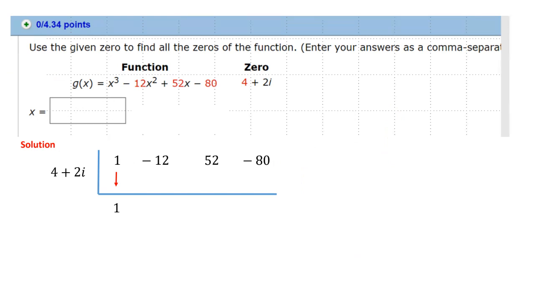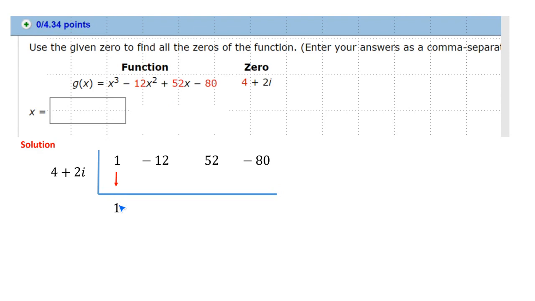All right, so let's go to the next example. Here they give you a polynomial and they tell you that 4 plus 2i is a zero. Since this is an imaginary solution, we also know that 4 minus 2i is also a zero. So we want to find all the zeros. We can use synthetic division. So I'm going to have 1, -12, 52, and -80.